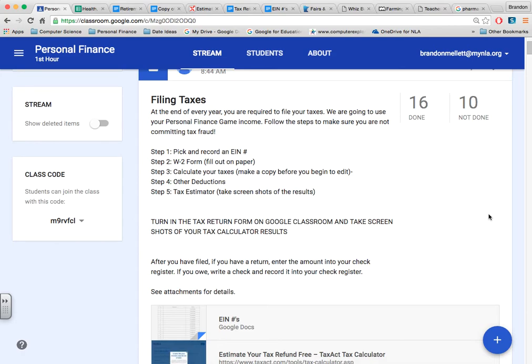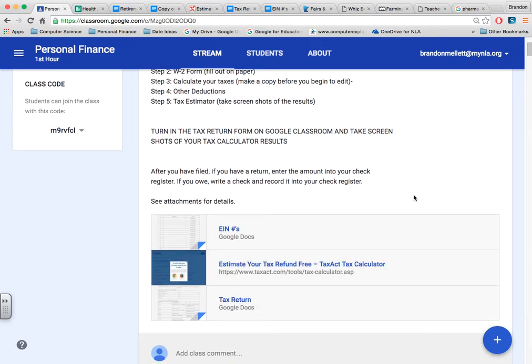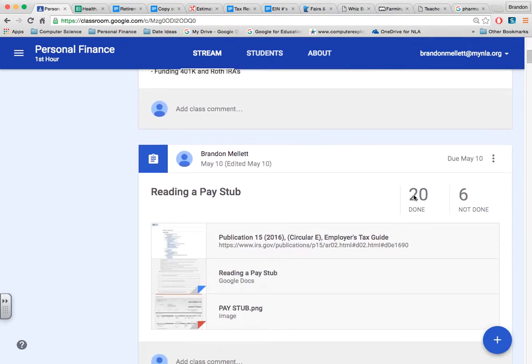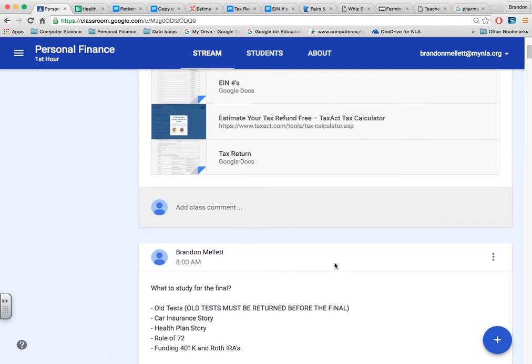So we've come to the end of our personal finance game, and now it's time to file our taxes. So we're going to have to go back to some of our older homework assignments in order to find all this information. Where we want to start first is pick and record our EIN number. Now the assignment that we looked at yesterday, reading a pay stub, we had to find out what an EIN number was. So we're going to go to this document here.